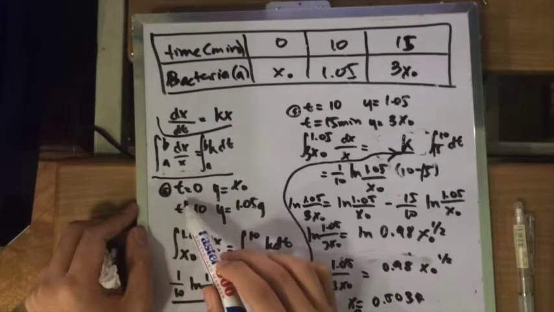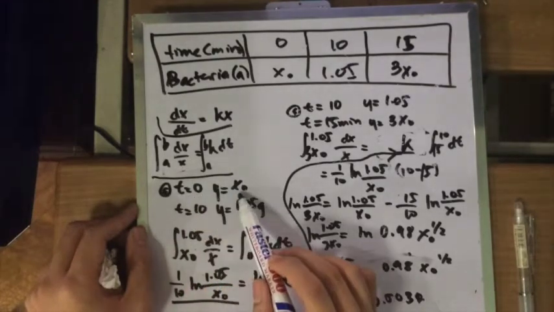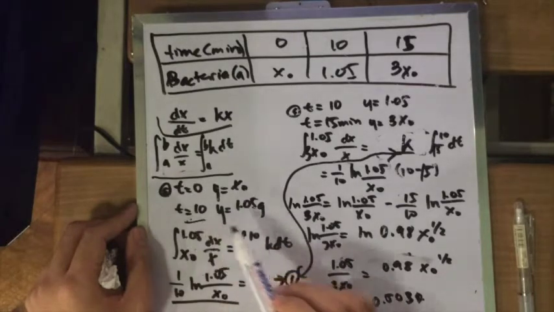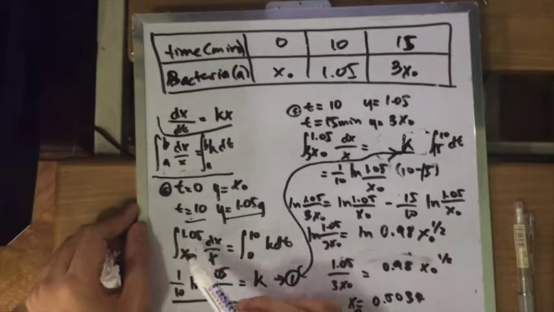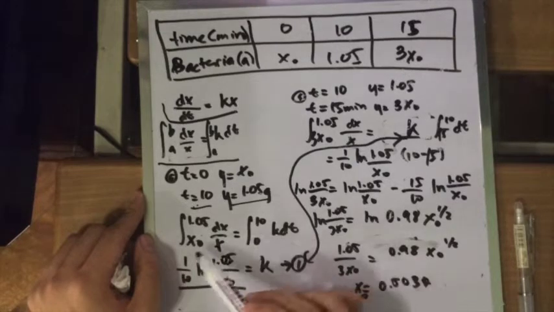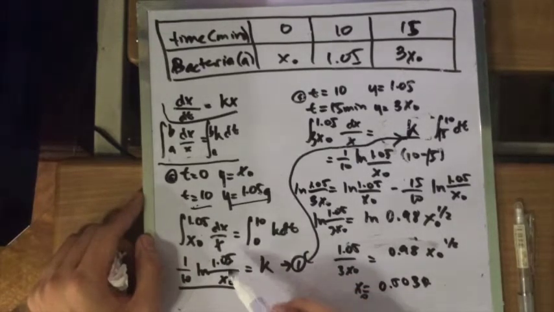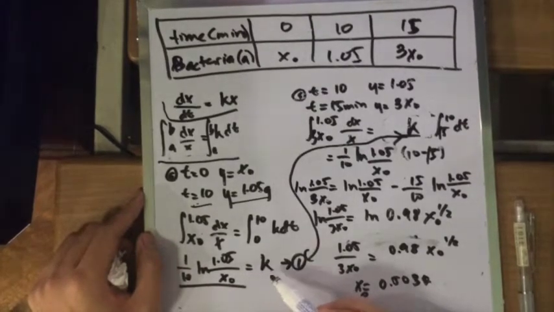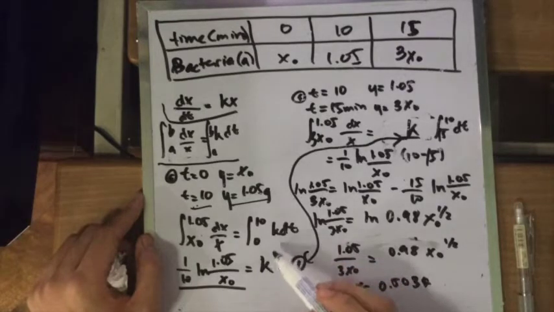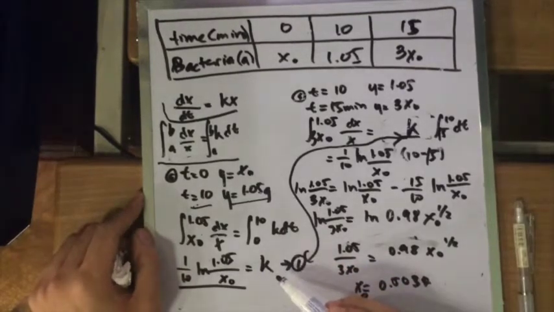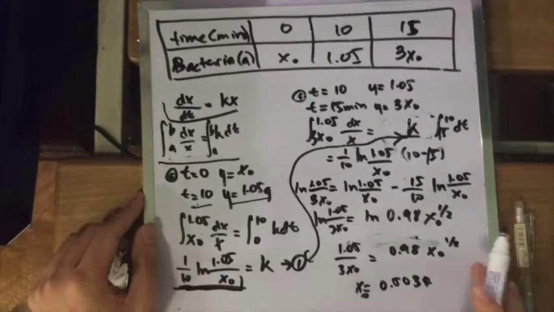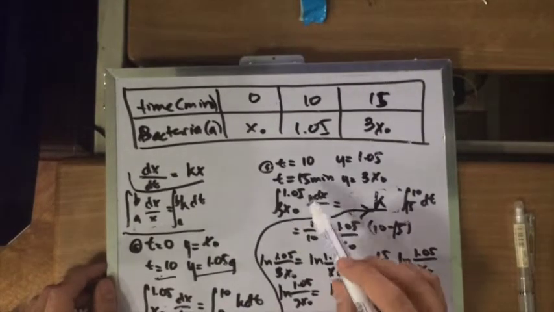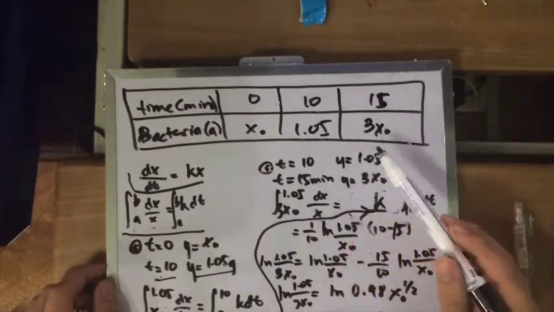First, we would use the data, the initial time and the initial amount, and the time at 10 minutes and 1.05 grams, since these are given. Now, by integrating both sides, you would have ln of 1.05 all over x naught, or the initial amount, is equal to 10k, or 10 times the proportionality constant, and we would divide both sides by 10, and we would have this.